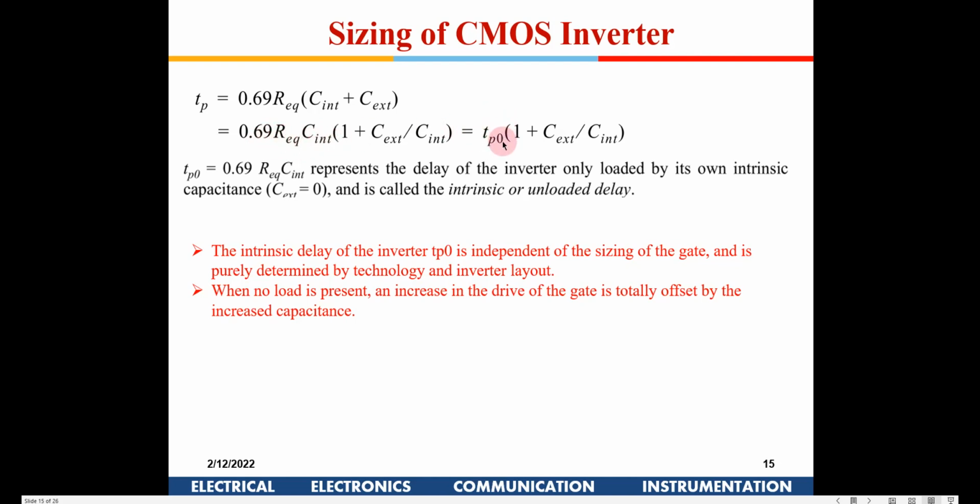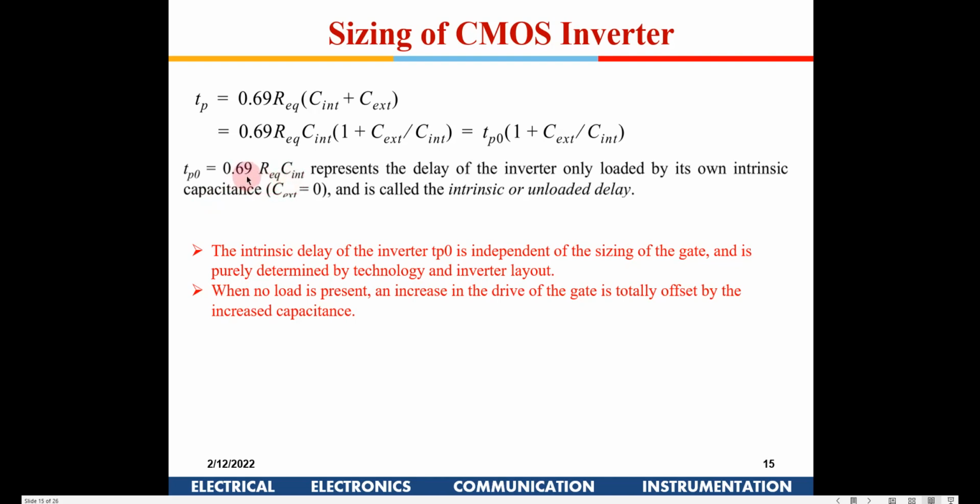Now I can write it as TP0. So TP0 is 0.69 R equivalent C internal. Now if you see here, this is a technology dependent component, and it is because of the intrinsic capacitances which are associated with the inverter. It has nothing to do with the loads which are connected here. So this is the minimum delay which will be there as such. This will be there in the circuit.